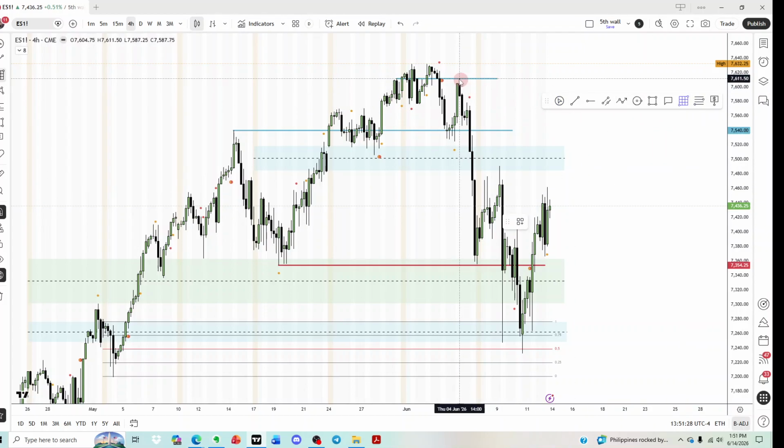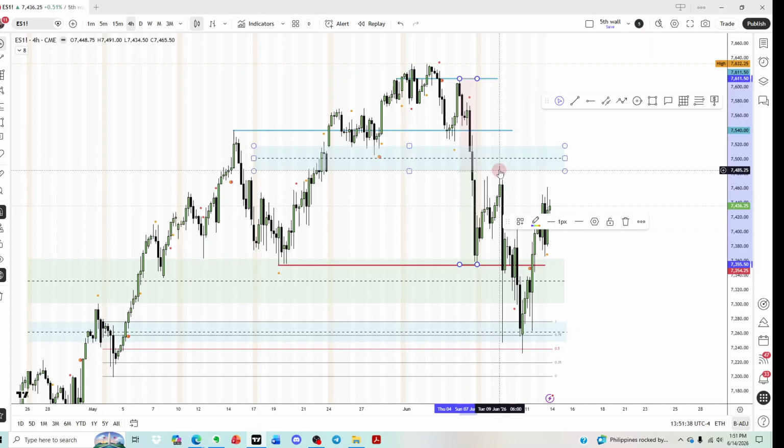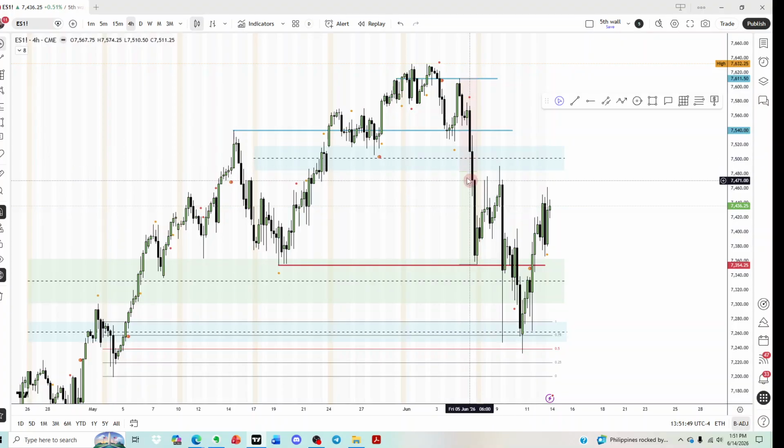Let's just use this discount, the premium. This is the range, the high to this low. And we're looking for price to go above 50%, which is right here. So PD array above 50%. This was a legit short. It's also this fair value gap here. That's what I mean. Above 50%.